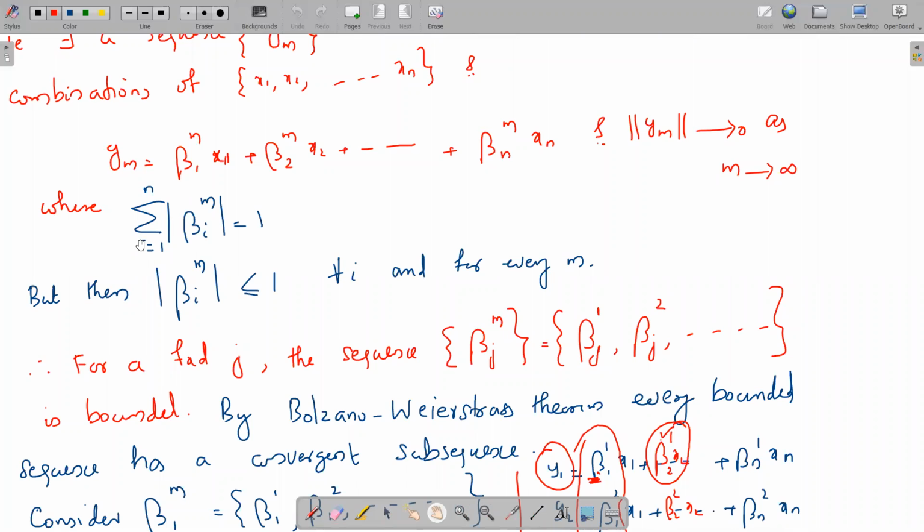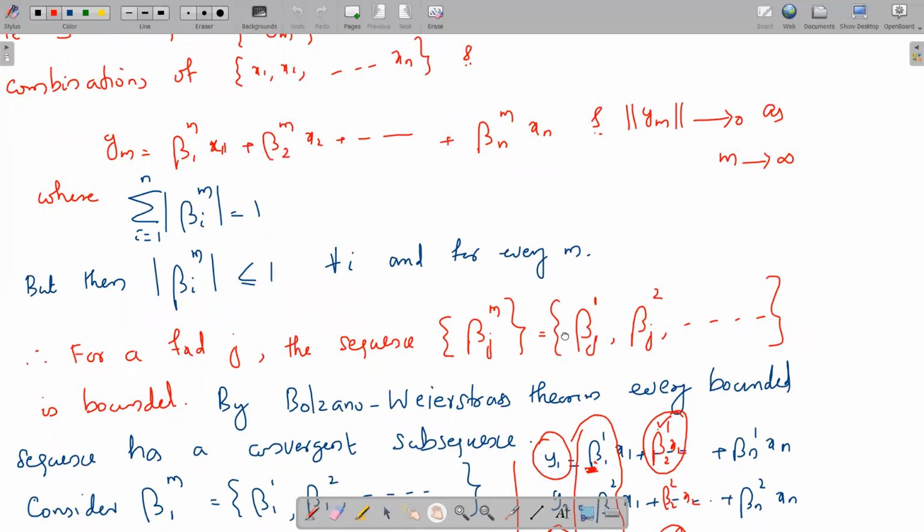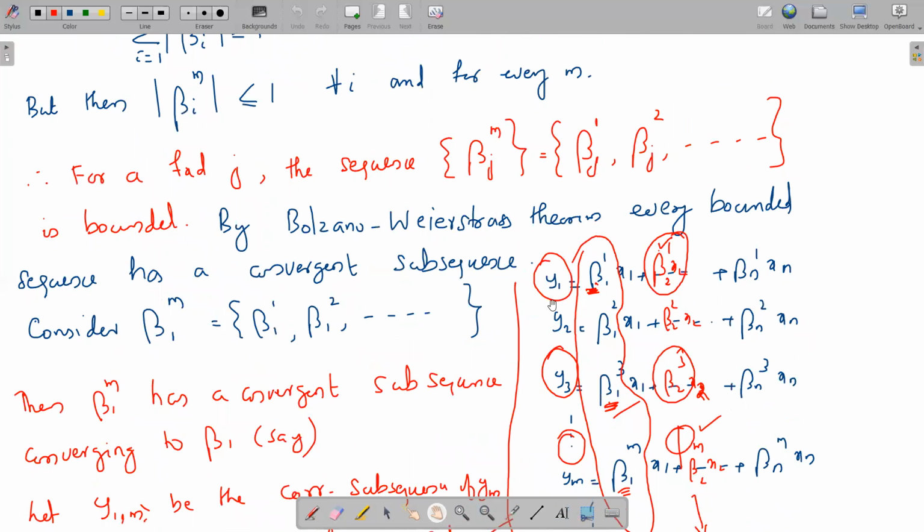We have sigma i from 1 to n modulus of beta im is equal to 1, which means every modulus of beta im is less than or equal to 1, for all i and for every m. Therefore, for a fixed j, the sequence beta j1, beta j2, etc. is bounded. You see the terms of the sequence. y1 is beta 11 x1 plus beta 21 x2 plus etc. plus beta n1 xn. y2 is equal to beta 12 x1 plus beta 22 x2 plus etc. plus beta n2 xn. And this continues.